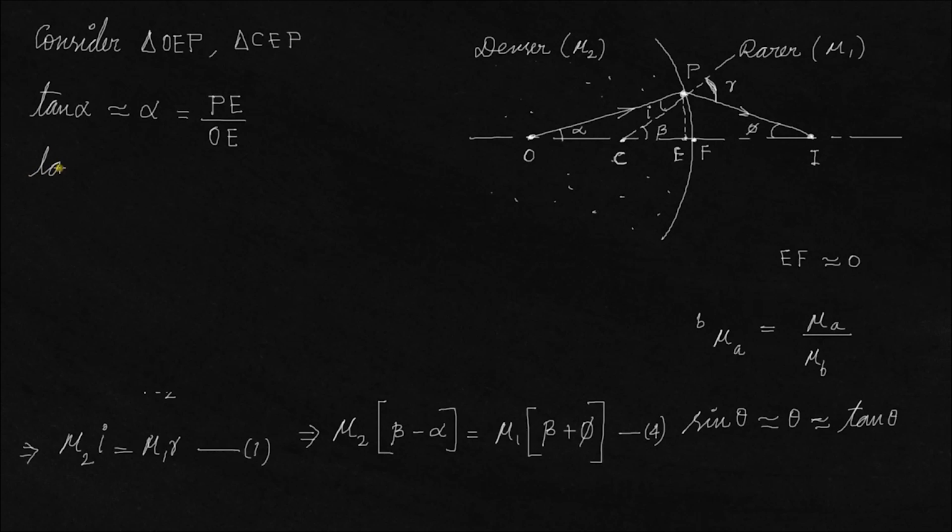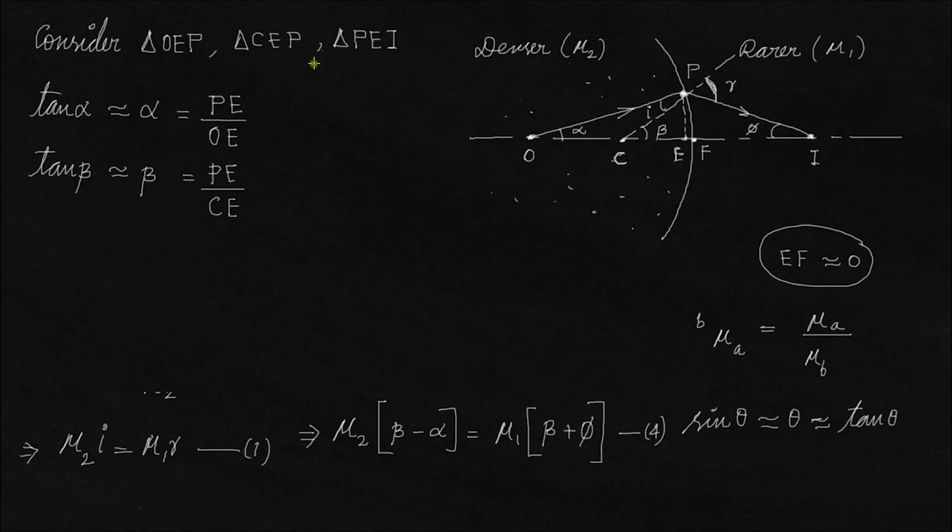And when you consider triangle CEP, we have tan beta approximately equal to beta, and that is equal to PE divided by CE. And when you take triangle PEI, see this OE and OF are the same, since EF is approximately equal to 0. Actually, the measurement should be taken from the point F. Since E and F are very close, I can take the measure from E itself.